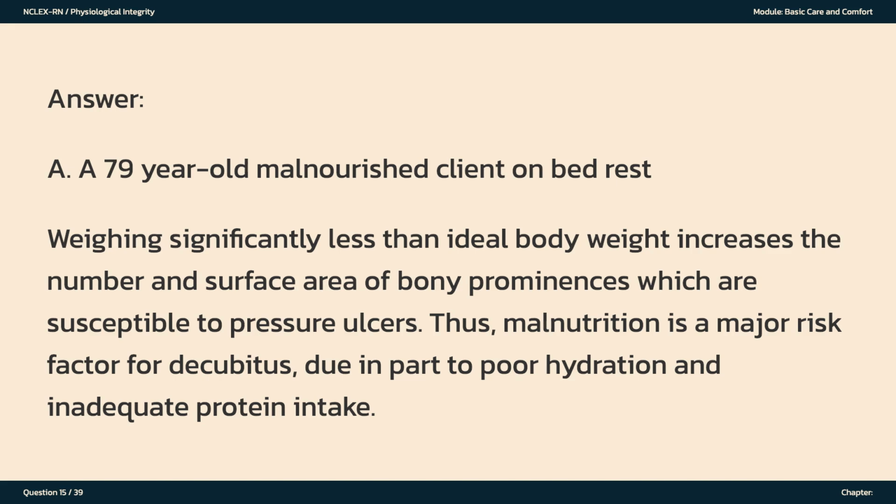The answer is A. A 79-year-old malnourished client on bed rest. Weighing significantly less than ideal body weight increases the number and surface area of bony prominences which are susceptible to pressure ulcers. Thus, malnutrition is a major risk factor for decubitus, due in part to poor hydration and inadequate protein intake.